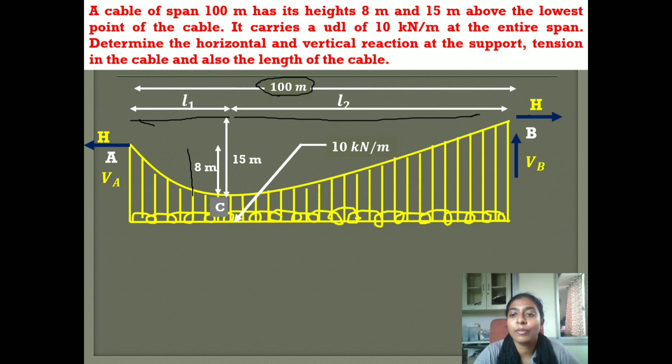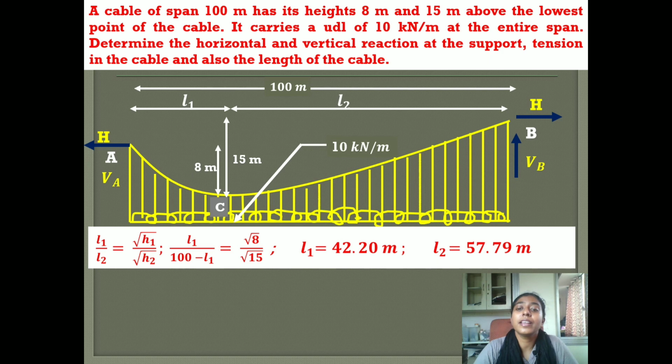So first of all we will find what L1 and L2 are. Using the relation L1 by L2 is equal to square root of h1 by square root of h2, we get L1 is equal to 42.20 meter and L2 is equal to 57.79 meter.